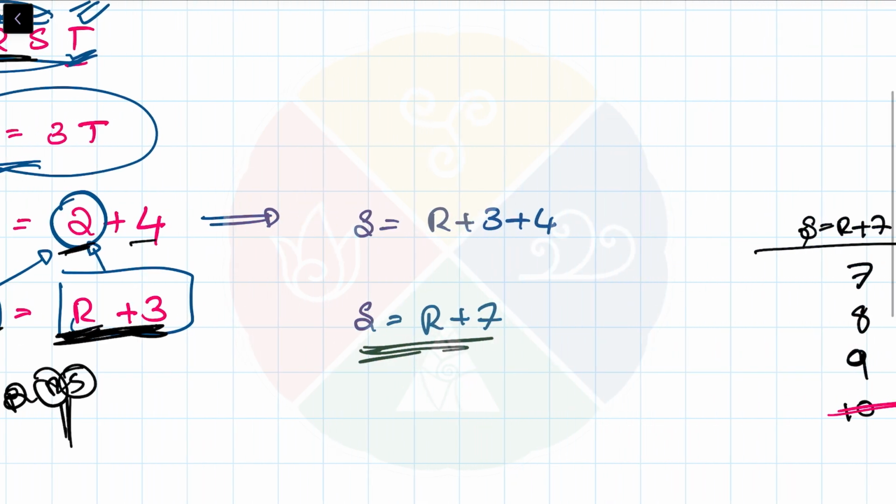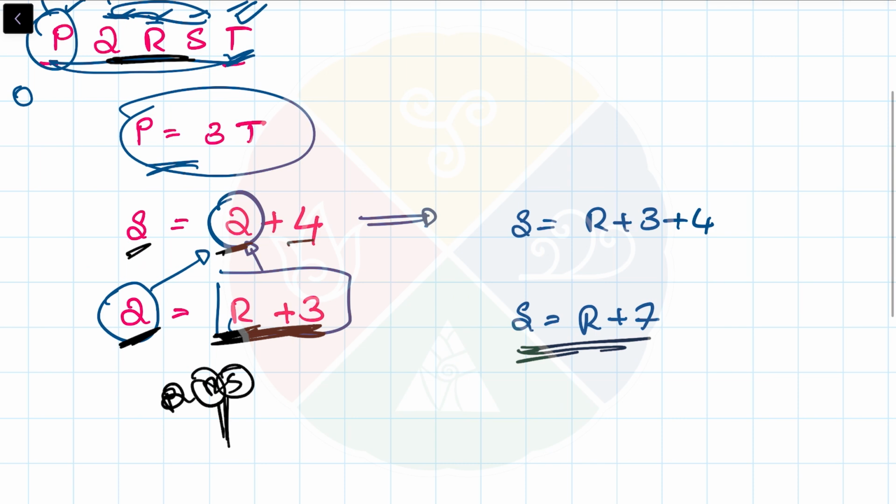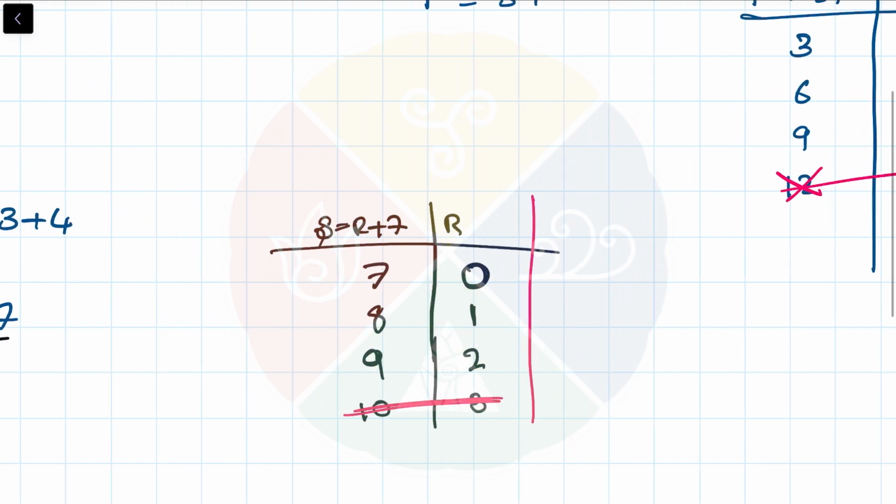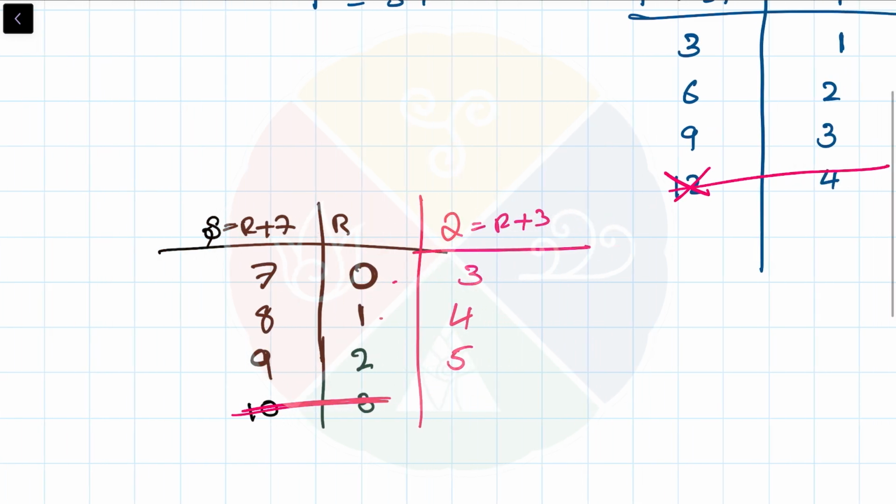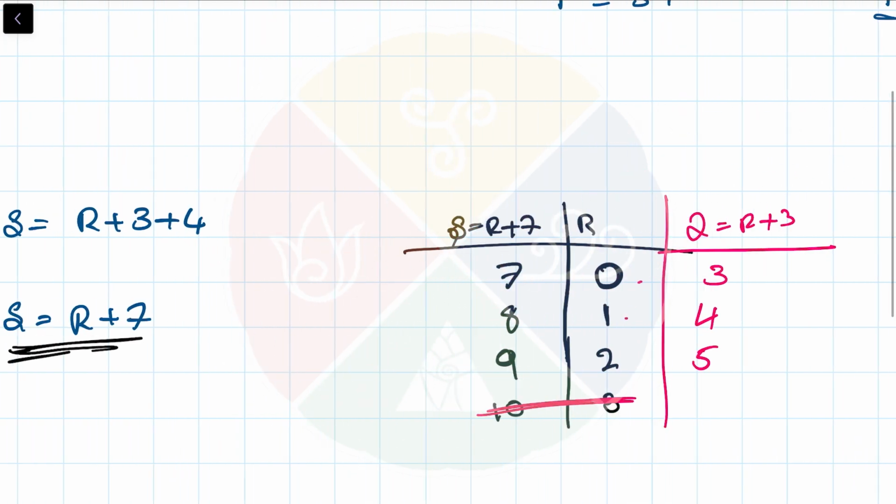And since I have the value of R, I can also find the value of Q. Q is equal to R plus 3. So R can become 0 plus 3, 3, 1 plus 3, 4, 2 plus 3, 5. So these are the combinations of the values.